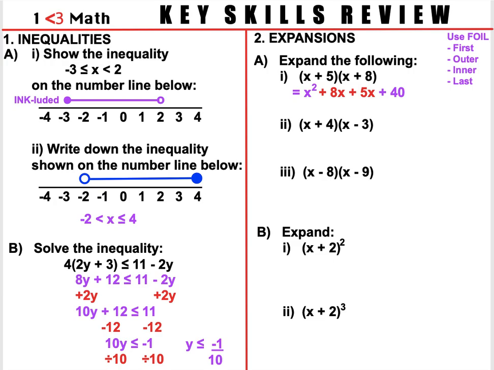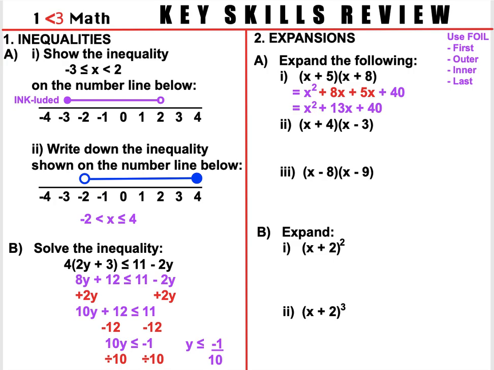Now, I need to simplify by collecting like terms. It's the 8x and the 5x, which are both positive, that I can add together. So my next line of working out is going to be x squared plus 13x plus 40, and that is the solution. You can't do anything further with that.